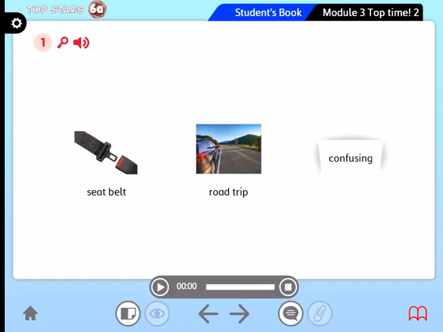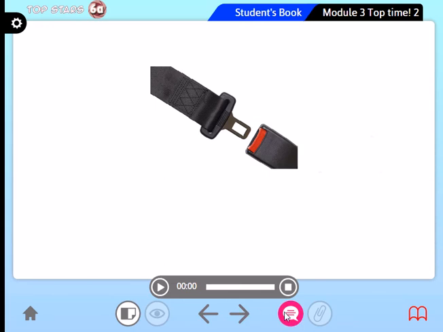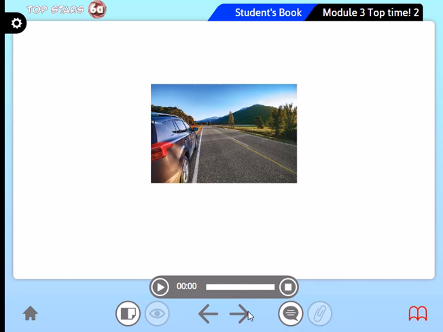Let's start our lesson for today with the new vocabulary. Listen and repeat. Talk Time 2. Vocabulary: seatbelt, road trip, confusing. One more time: seatbelt, road trip.